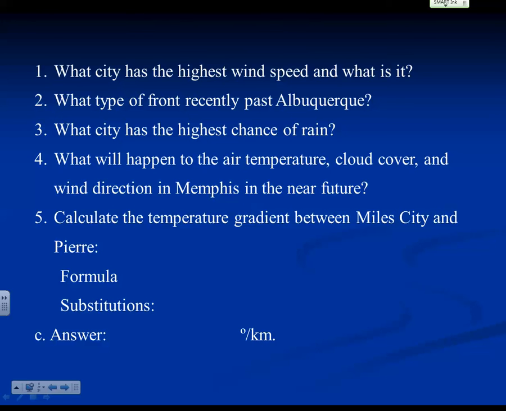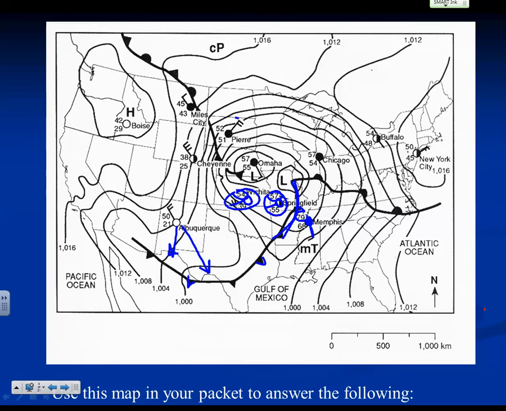Okay, the next question. Calculate the temperature gradient between Miles City and Pierre. Now, I've already done the distance between these two cities, Miles City and Pierre. And down here, it's in kilometers again. Turns out it's 500 kilometers. And the temperature gradient is what we're being asked to find here. So we have 45, and 52. So those are the two numbers we're dealing with. And the difference between 52 and 45 is 7 degrees. And these are in Fahrenheit. So 7 Fahrenheit.